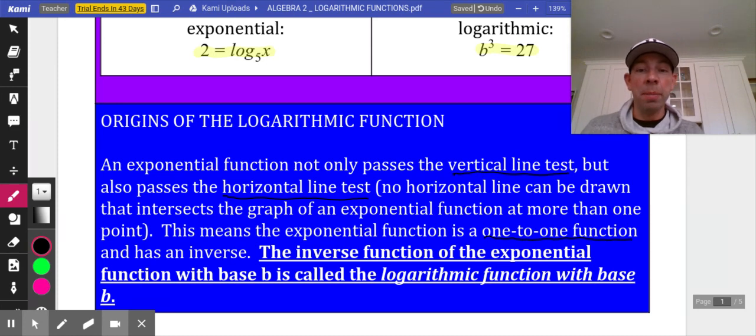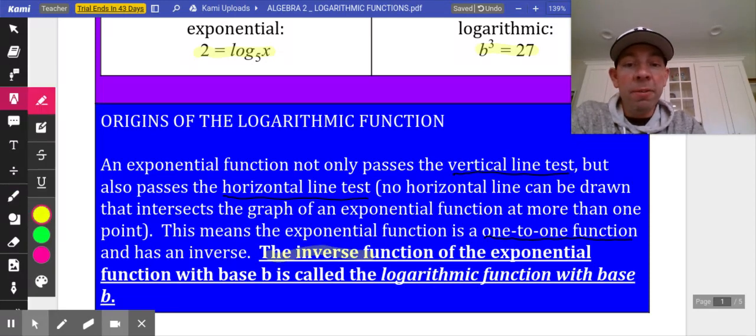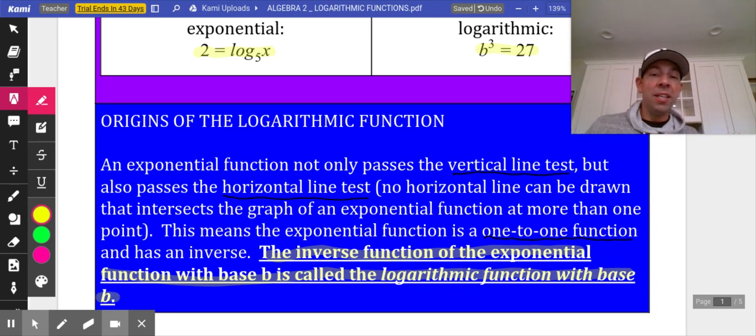That's a really special designation. That's a really big badge of honor for these exponential functions. At the end of the day, what that tells us is, I'm going to switch to the highlighter now because this is really important. The inverse function of the exponential function with a base of b is called the logarithmic function with a base of b. So this is what you're going to hear over and over again: the log function is the inverse of the exponential function.